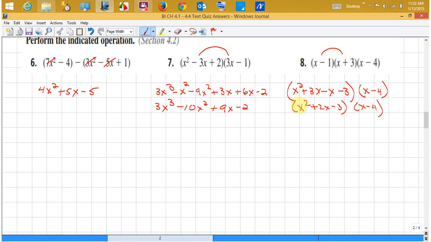Okay, now let's go ahead and multiply x squared times x, that's x cubed, minus 4x squared. Moving to the second term, 2x times x is plus 2x squared, minus 8x, and then a minus 3 times x is a minus 3x plus 12. Combine like terms. Okay, I've got one cubic term. I have a minus 4x squared plus a 2x squared, 8x and a 3x. So there's my answers.